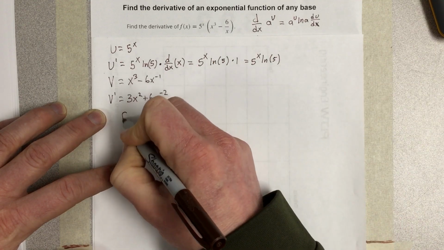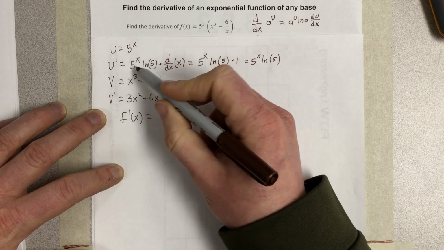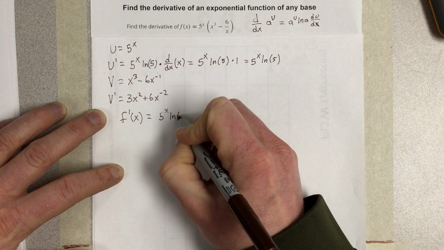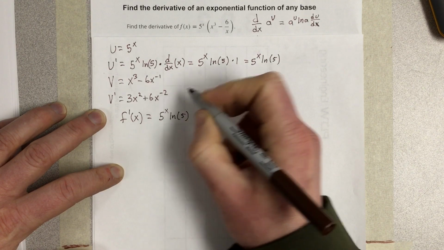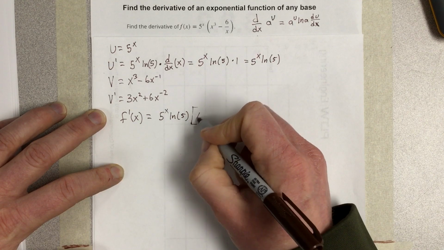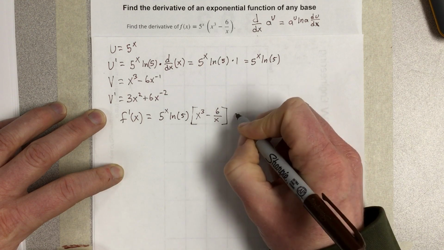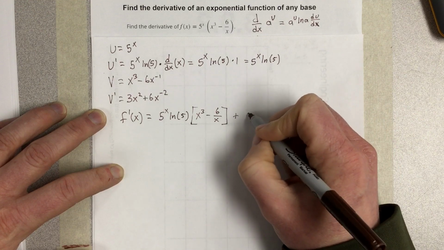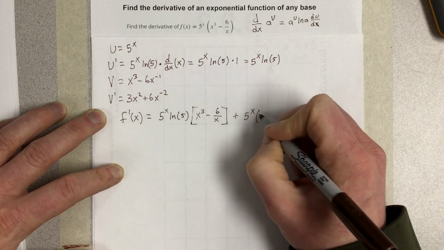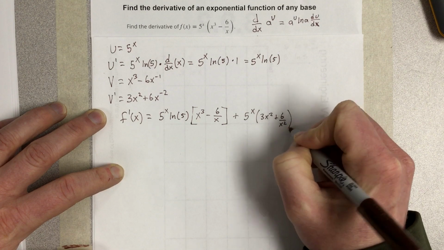Now let's use the product rule. So f prime of x would be u prime, which was 5 to the x natural log 5, multiplied times our v value, so times x cubed minus 6 over x, plus 5 to the x, which is u, times v prime, which is 3x squared plus 6 over x squared.